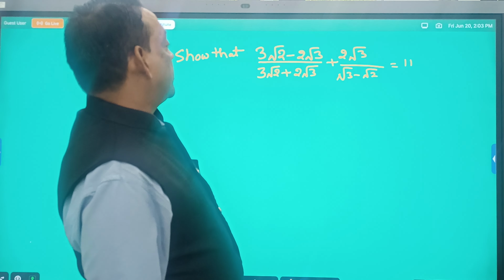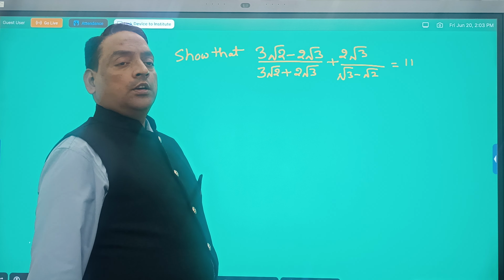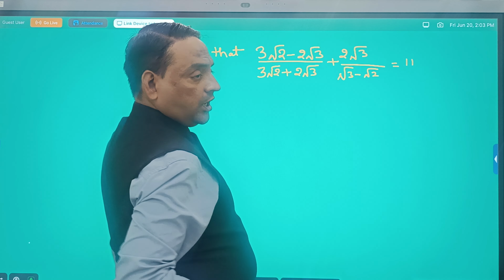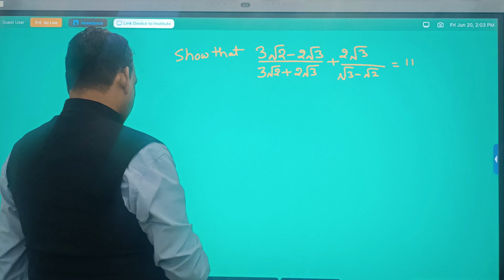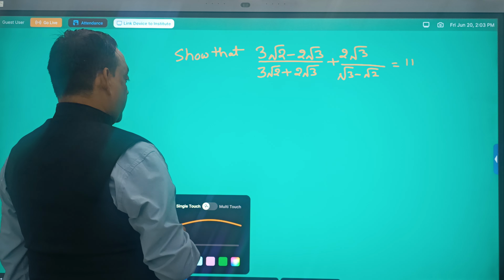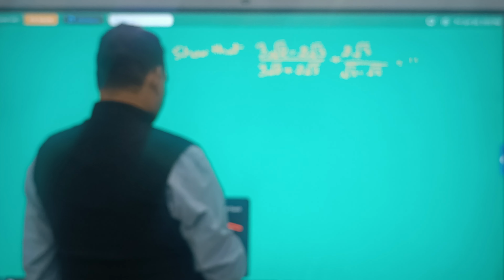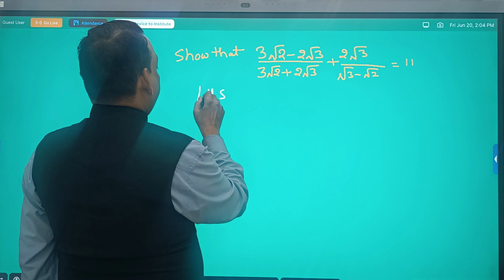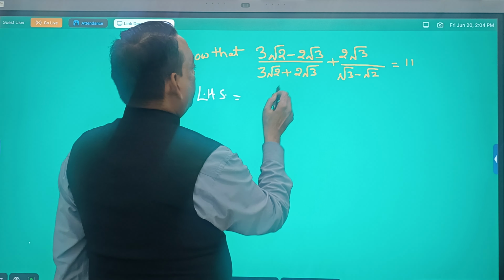Okay, so we have a sum of rational numbers to prove. We have to prove that this is equal to 11. So how will we start here? The first thing, we'll take the left hand side. LHS, left hand side, whatever is given we'll copy as it is.